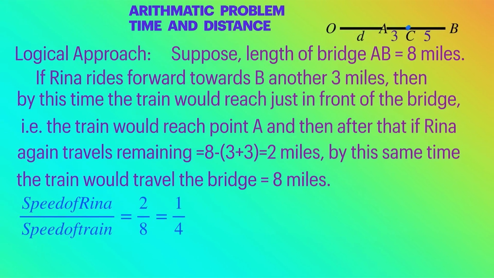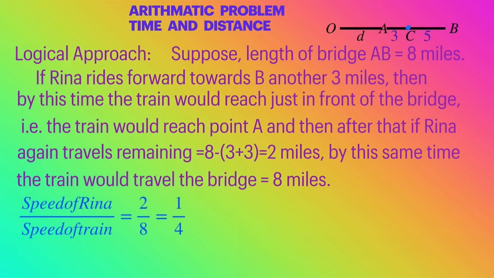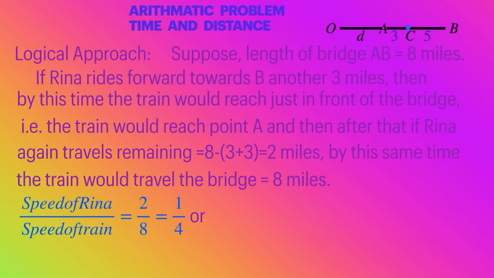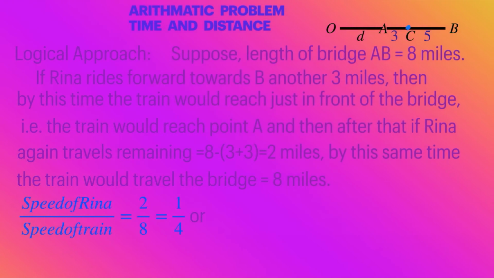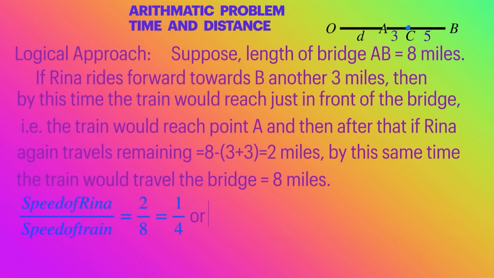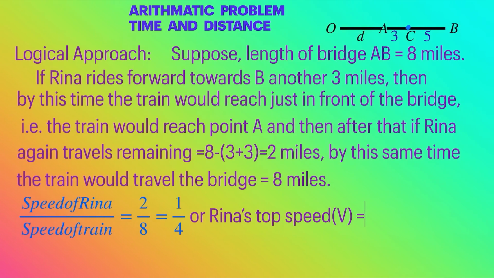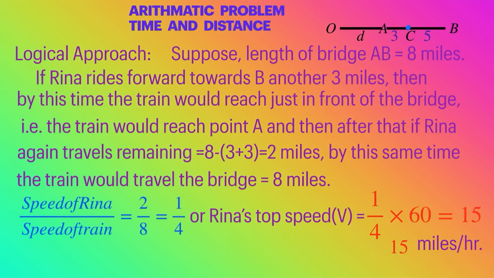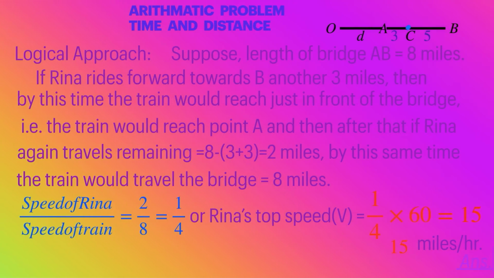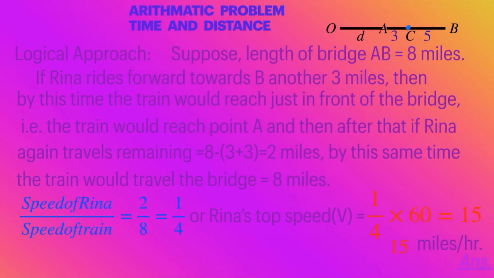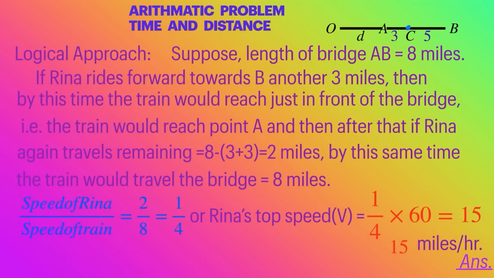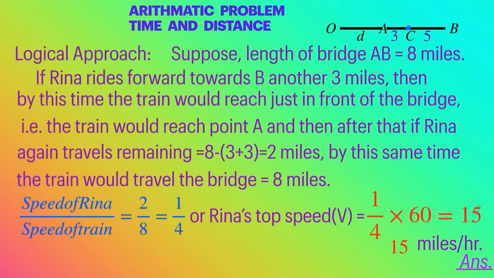So now clearly Rina's top speed will be 1 by 4 into train speed, and we know train speed equals 60 miles per hour, so 1 by 4 into 60 miles per hour, that means 15. So 15 miles per hour will be Rina's top speed. So we have got the answer very quickly and in a very short time, and very simple, and this is the logical approach and logical solution of this problem.